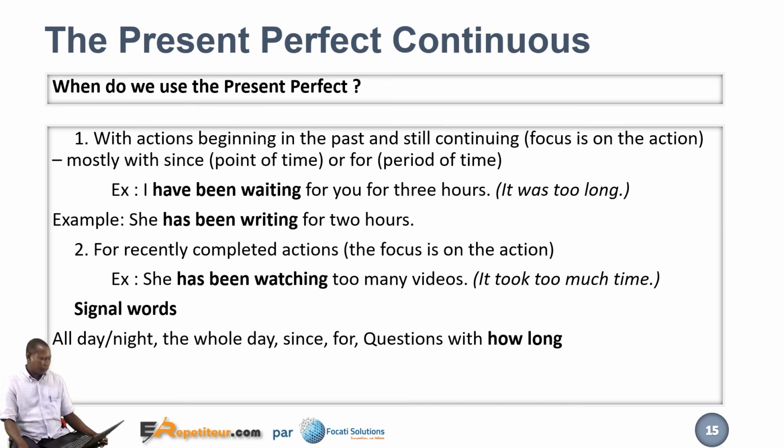Second example, she has been writing for 2 hours. It took her a long time. Now, second case, when do we use it? For recently completed actions. The focus is on the action. Example, she has been watching too many videos. It took too much time. What are the signal words? All day long, all night long, the whole day, since, for, and the question is how long.